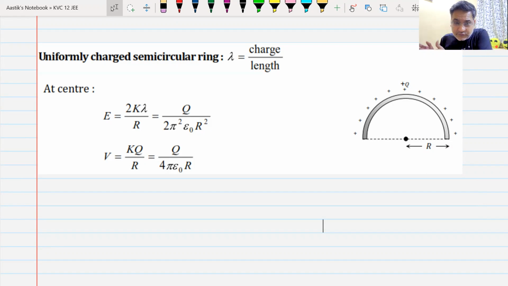This could be a uniformly charged ring. For a uniformly charged ring, you can find the electric field directly. For a non-uniformly charged one, you will have to integrate. That question may not come. But for a non-uniformly charged ring also, the potential answer will remain the same. Do we understand this? Yes or no? We remember this? Yes, sir.